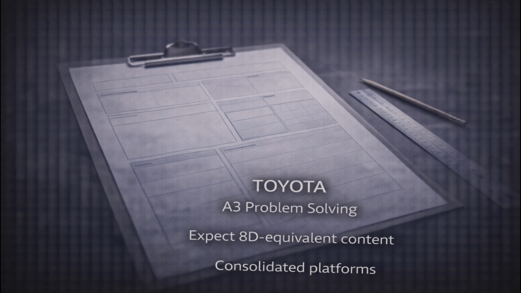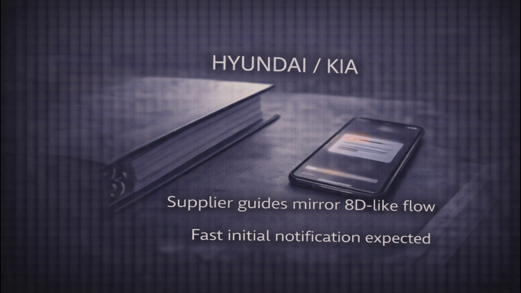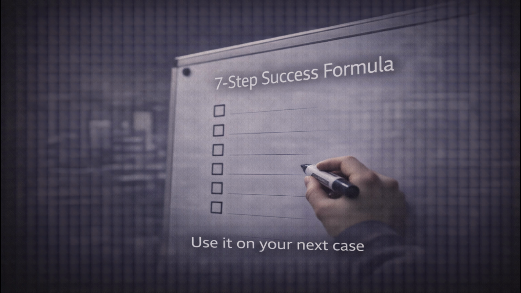Toyota often runs via A3 problem-solving and expects 8D equivalent content. Hyundai Kia supplier quality guides mirror an 8D-like flow with fast initial notification expectations. Now, let's get practical. Here's a 7-step success formula you can win with on your very next case.